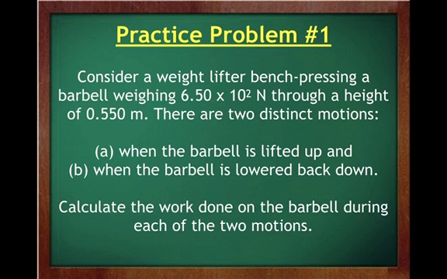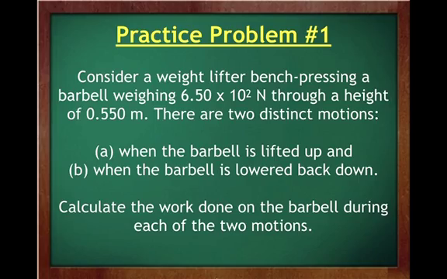All right, so let's get into some of these practice problems, right, using that formula, and then also looking at what happens when we've got objects on an incline. So based on that other image we just saw, if we consider a weightlifter bench pressing a barbell that weighs 6.50 times 10 squared newtons through a height of 0.550 meters, there are two distinct motions, right? When the barbell is lifted up, and then when the barbell is lifted back down. Consider the work done on the barbell during each of the two motions.